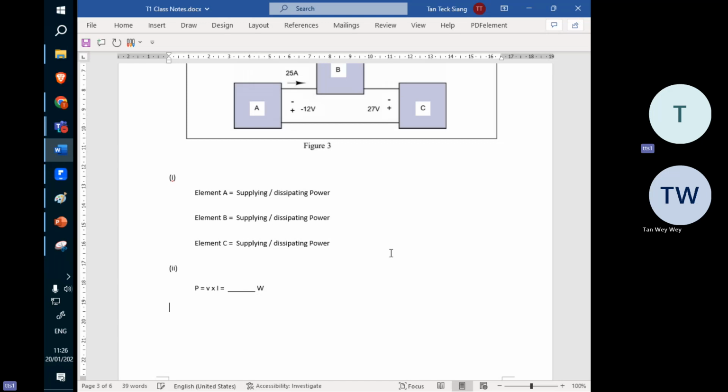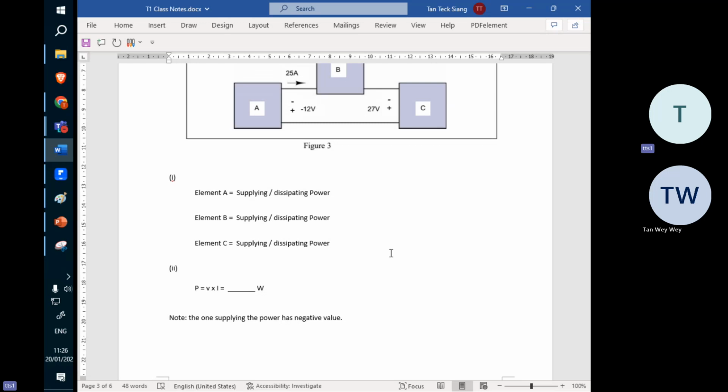Let me put the notes here. Notes. One thing, only one supply, I can tell you one supply. One supplying the power has a negative value. You get what I mean or not? The one supplying the power has a negative value.